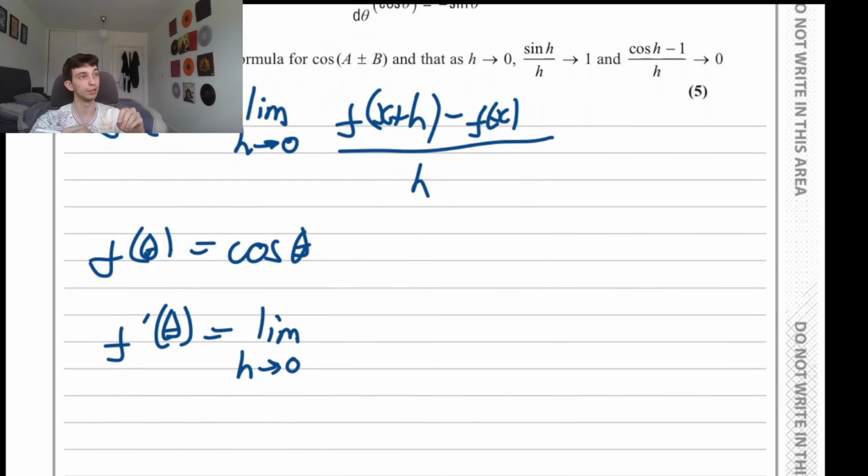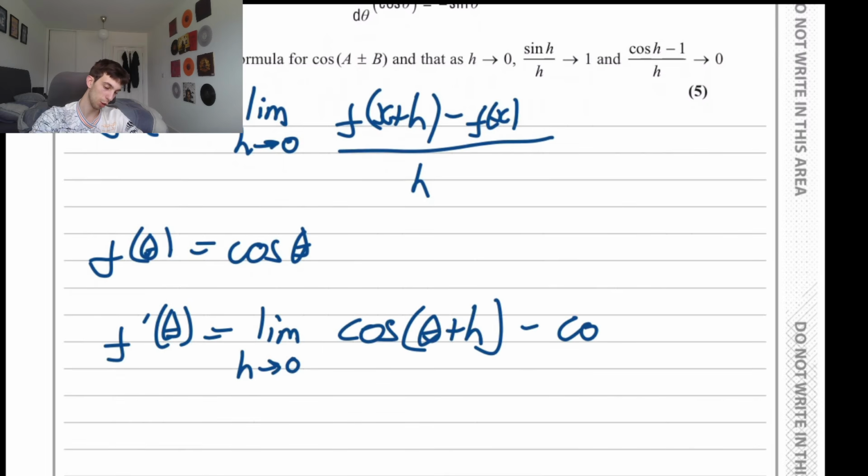So instead of plugging in theta, we're going to plug in theta plus h. So remember, it's not a whole function plus h. We're plugging in x plus h, in this case, theta plus h, into our function. So we have cos of theta plus h, take away cos of theta. That's going to be all over h.